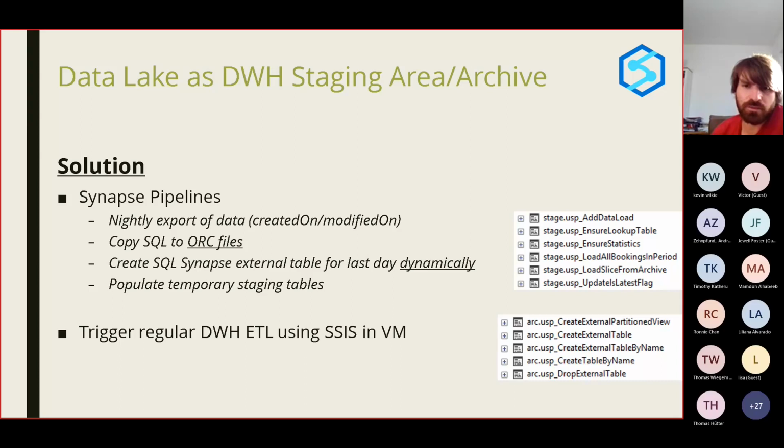As I said, it was a framework and very much metadata driven. So if we needed to add a new table to our load, we could just modify some of our configuration tables, add that new table, and it would be loaded automatically with our processing pipelines.